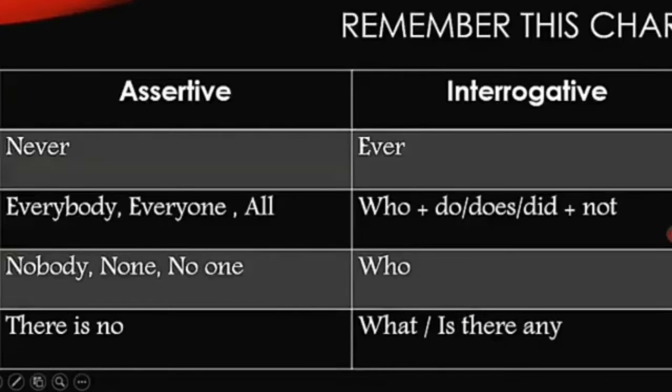Please remember this chart. If you find "never" in an assertive sentence, in the interrogative it will become "ever". Everybody, everyone, all will become "who" plus do, does, did plus not. Nobody, none, or no one will be changed into "who". "There is no" will be changed into "what" or "is there any".